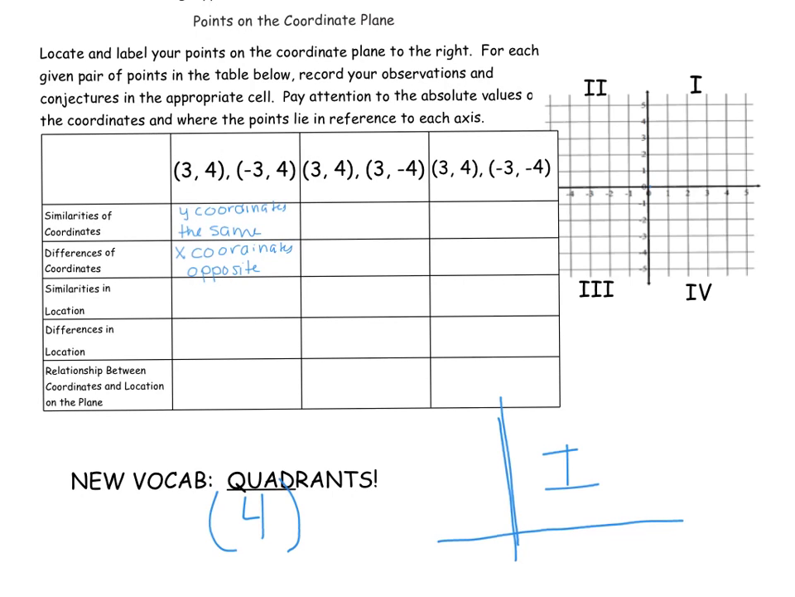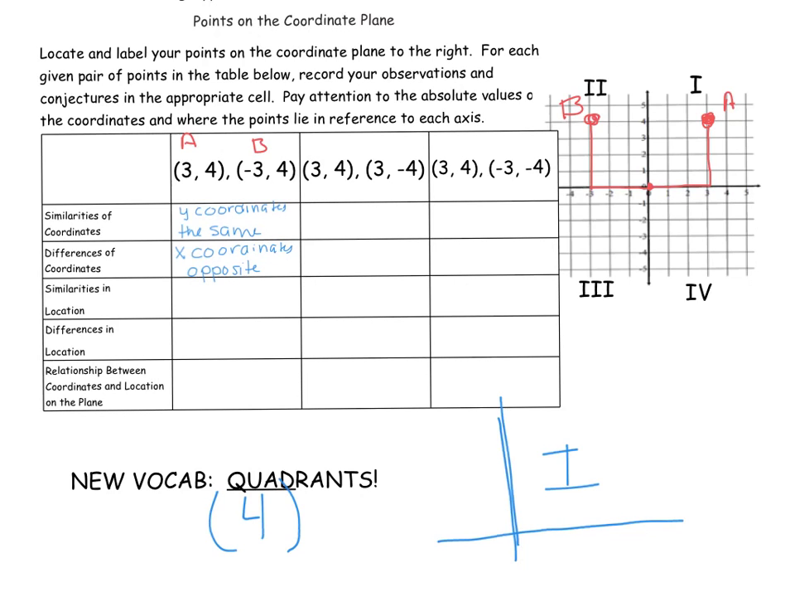It says similarities in location. So we're going to graph both of them. The first point was (3, 4). So remember, you start at the origin, you go over 1, 2, 3, and up 1, 2, 3, 4. So here is my first point. And my second point did the same thing, except you started with a -3 and up 4. So I'm just going to label these A and B, just so I have something to refer to.